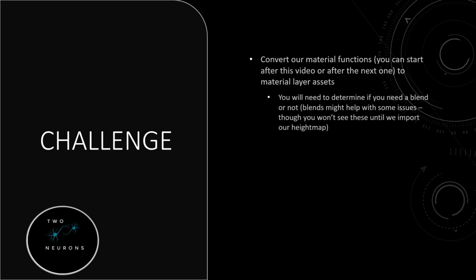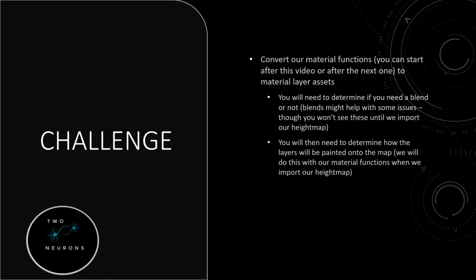You'll need to determine if you need to use a material layer or a material layer blend. And note that blend might help with some issues. It also might cause other issues, though you won't see these until we import our height map, which is why I do say potentially after we import our height maps. And you will need to then determine how the layers will be painted onto the map. We will do this with our material functions, so you'll need to replicate that. And we'll do it during the video where we import our height map. So again, I might say wait until we do the height map.